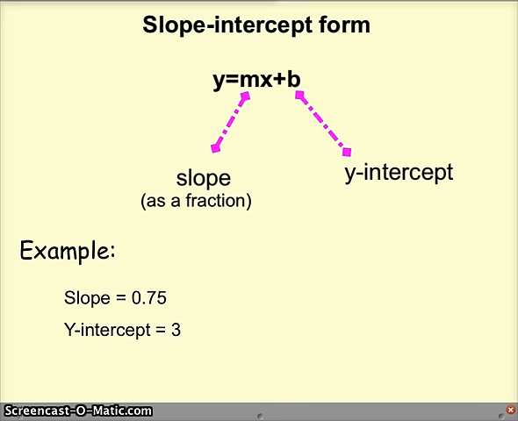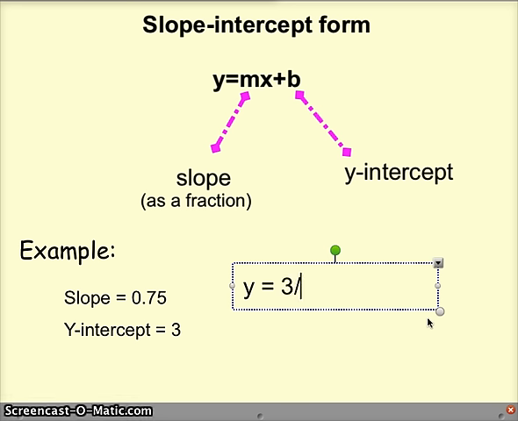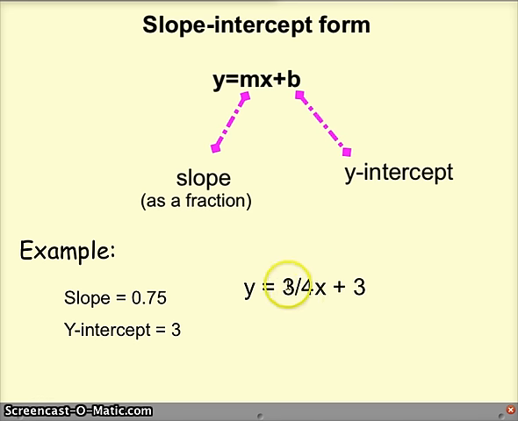So here's an example. If I have a slope of 0.75 and I have a y-intercept of 3, to write this in slope-intercept form, we would say y equals m as a fraction, because we want it as rise 3 over 4 run, x plus 3. So my slope 0.75 is the same thing as 3 over 4x, and my y-intercept b is positive 3.